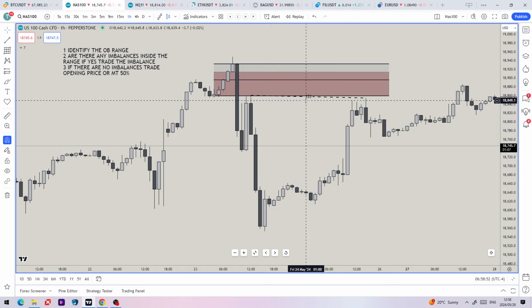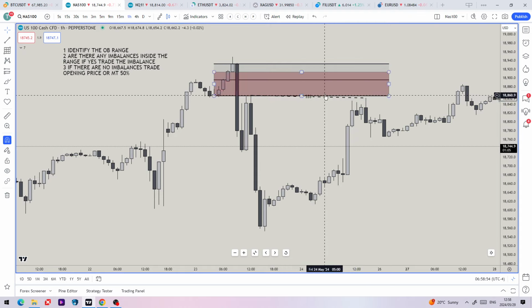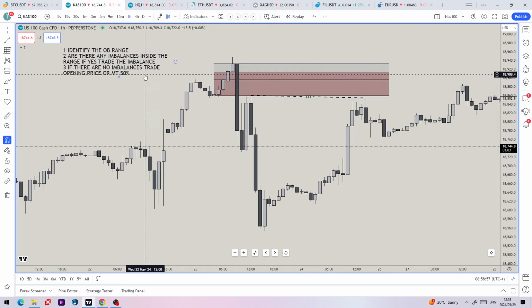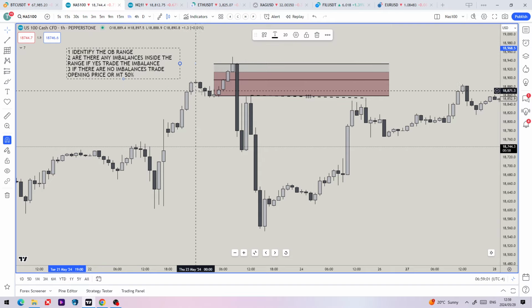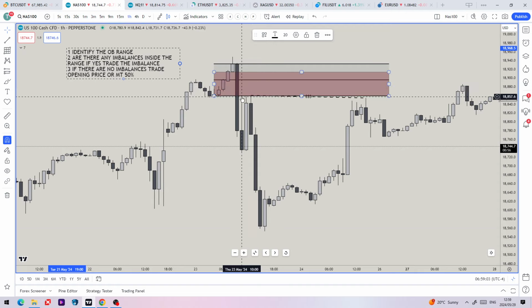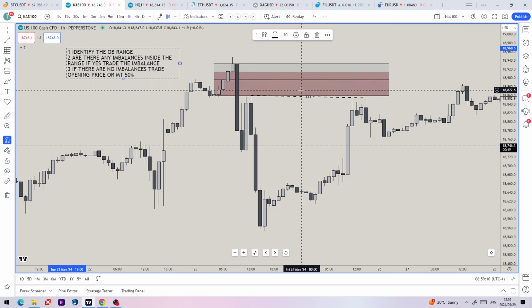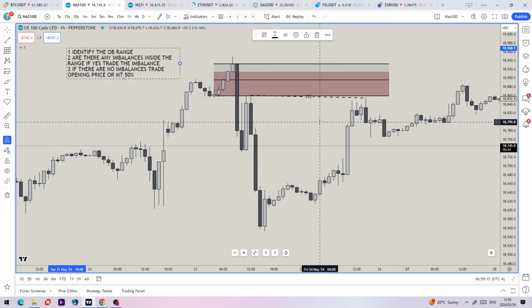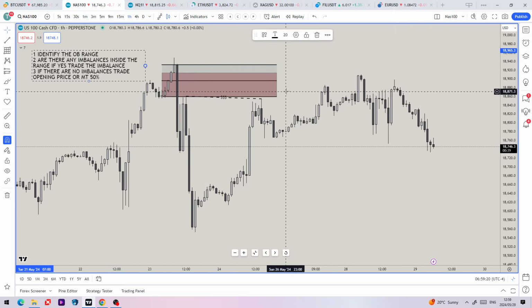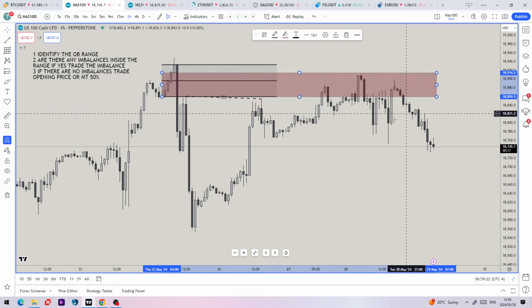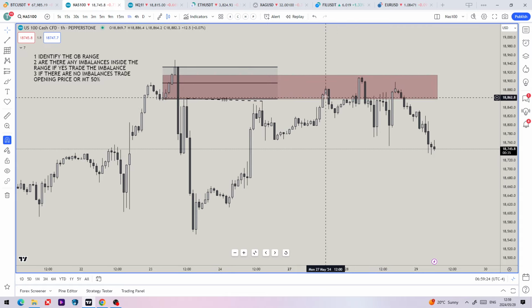So our ideal entry would then form at 50% of this order block range using all of the filters that I've provided inside here. If there are imbalances in the range, trade the imbalance. If there are no imbalances, trade the opening price or 50%, right? But in most instances, we want 50% of this range to be mitigated. So you would have seen me in this specific example mark out the imbalance inside the range right here. You can see that we had mitigation.